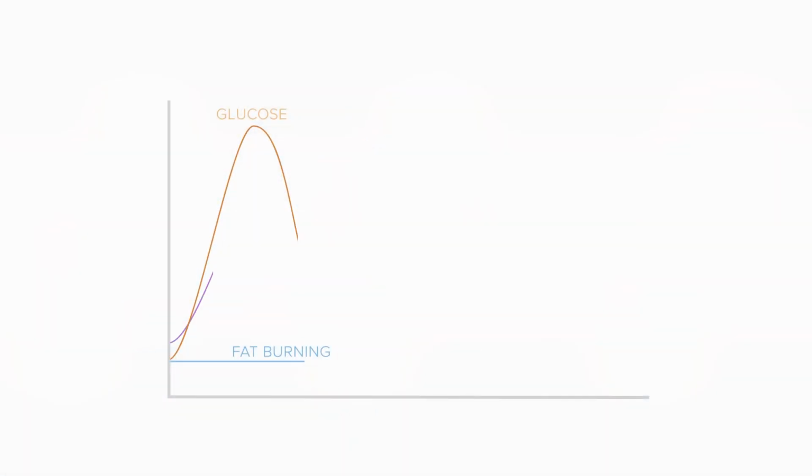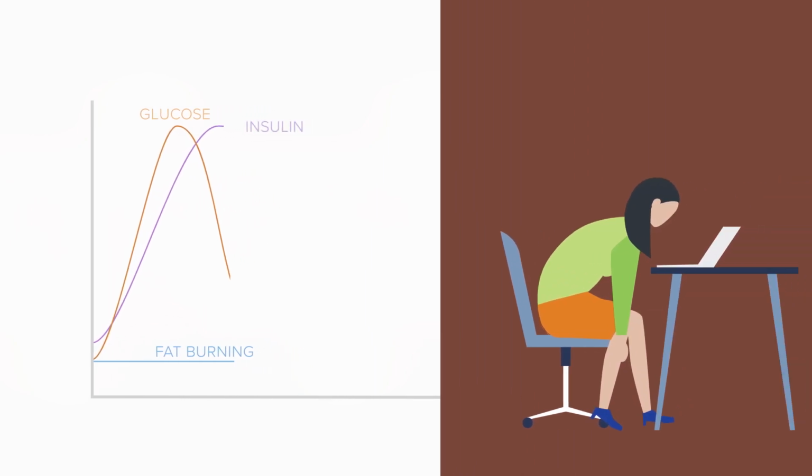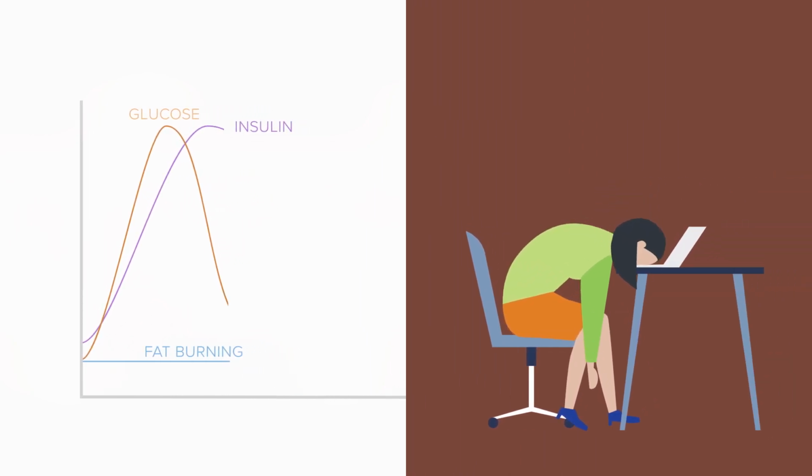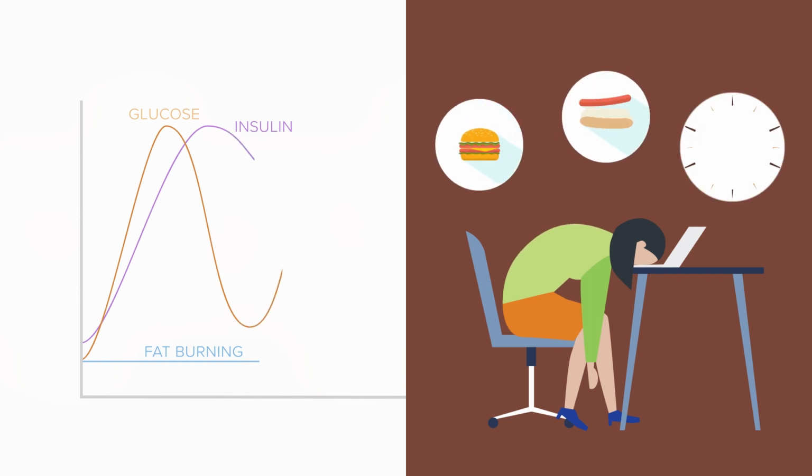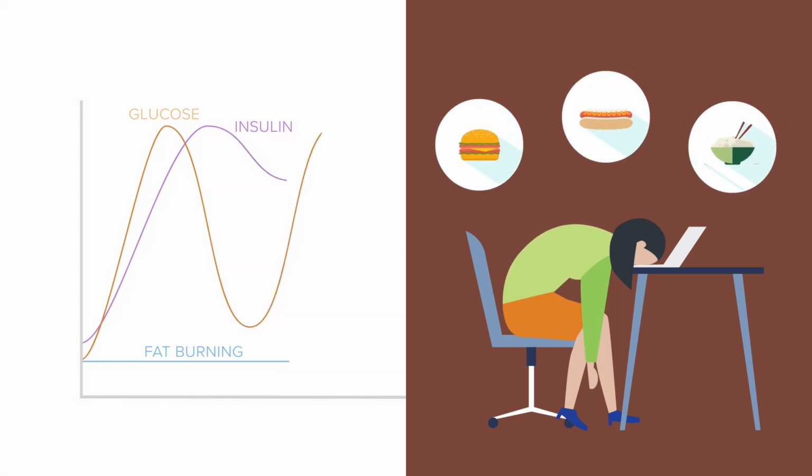Carbohydrate consumption causes a hormone called insulin to rise. When insulin levels are high, our body can't metabolize fat as an energy source. As a result, most people today get very little time in a fat-fueled state.